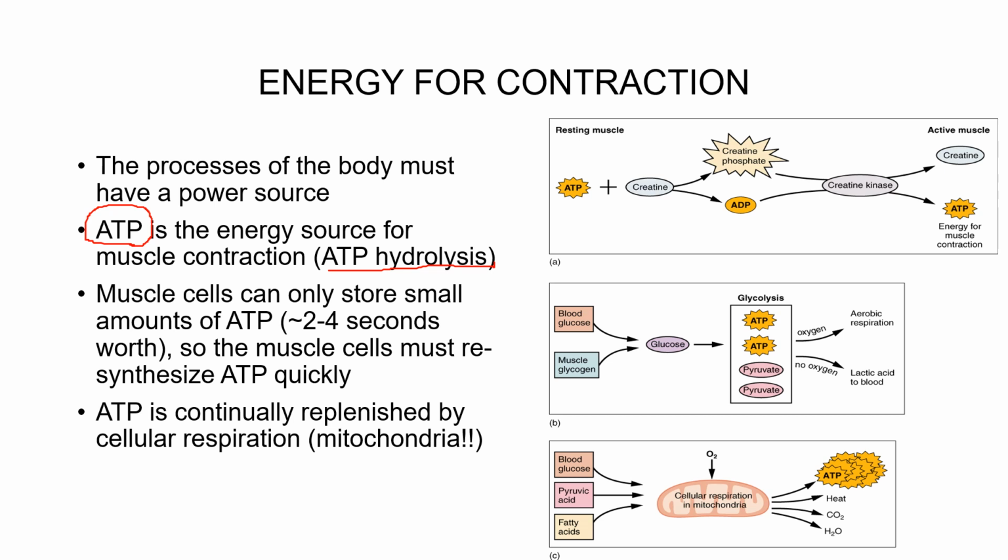But it's not that long. So what you need to do is you need to be able to replenish ATP very quickly, and we do that thanks to our ATP powerhouse, or our energy factory, the mitochondria. So you can see in the diagrams on the right different ways we make ATP. This is what I was referring to, this process here called the creatine phosphate pathway, this can help us possibly get more than 2 to 4 seconds, but not much longer.